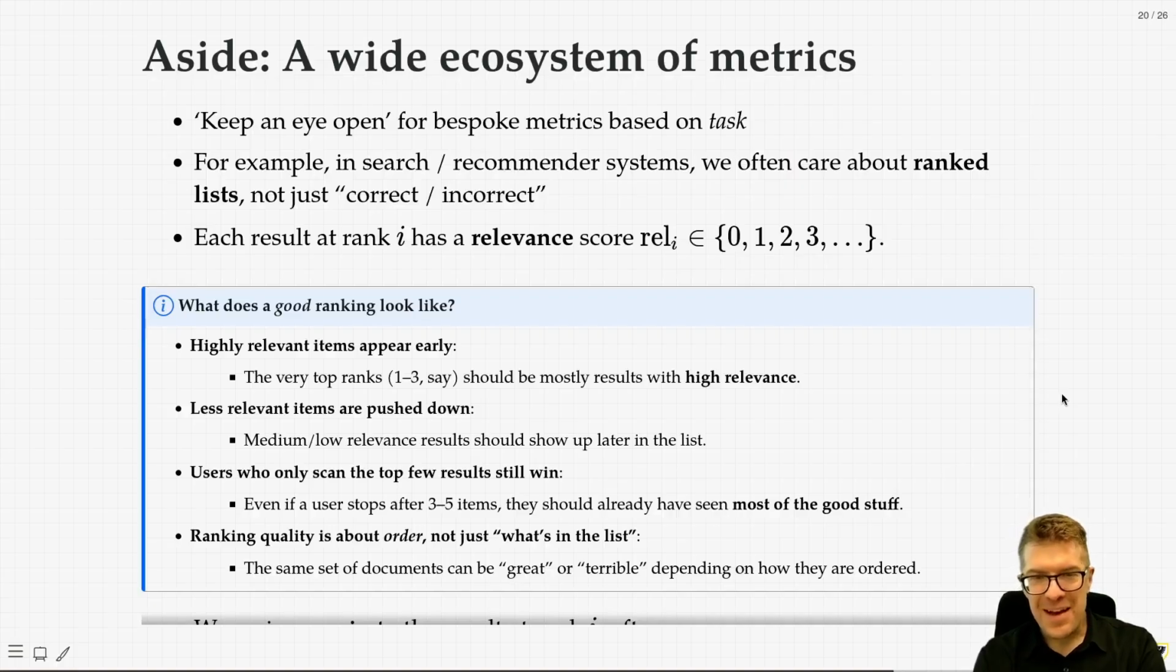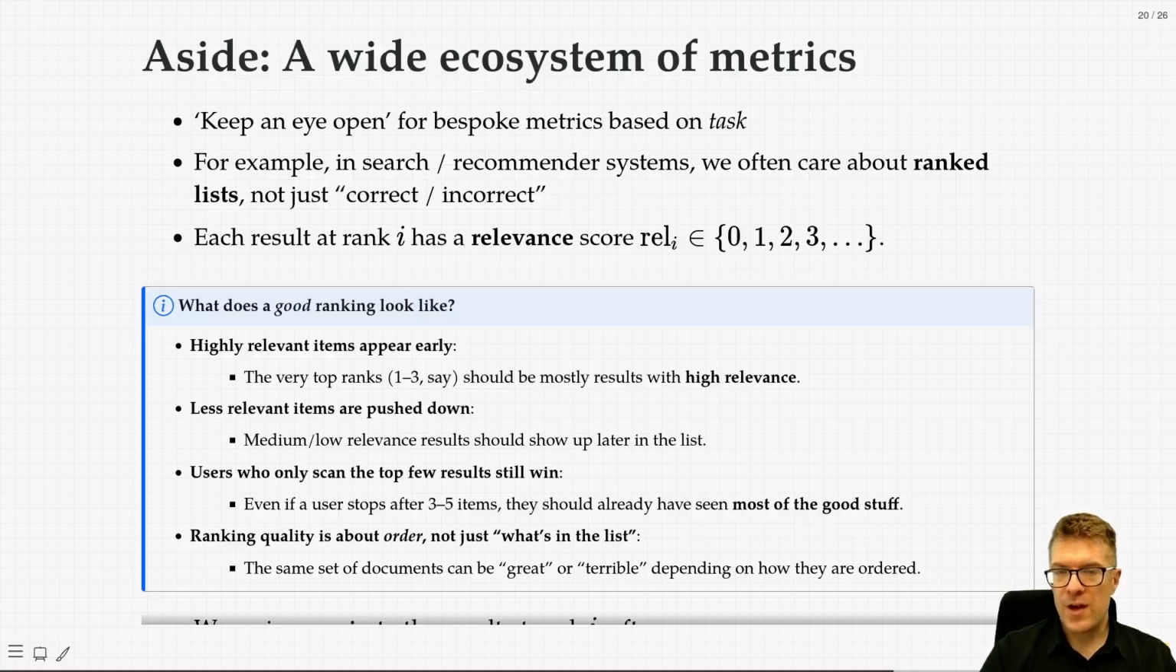I mentioned earlier that some tasks just lend themselves to certain kinds of evaluations, right? And you don't necessarily want to just blindly use accuracy for any situation you find yourself in. So I think it's a good idea to keep an eye open for what I call bespoke metrics based on different kinds of task. And in particular, one of the tasks that I think exemplifies this well is search and recommendation.